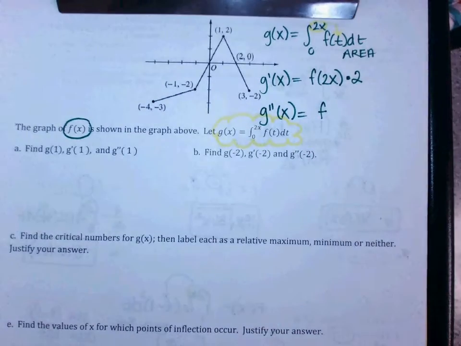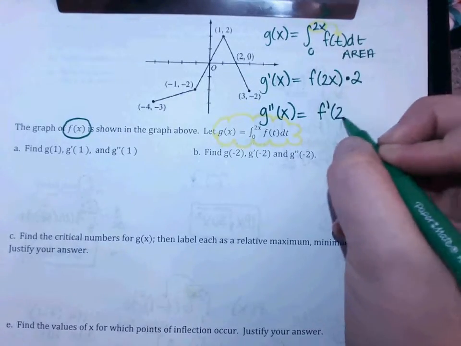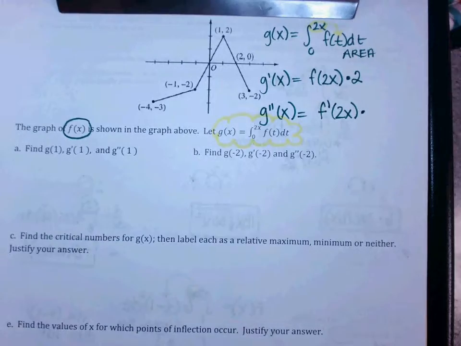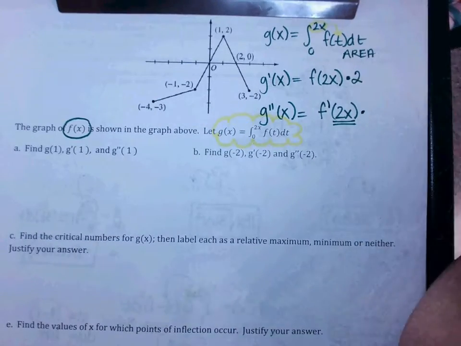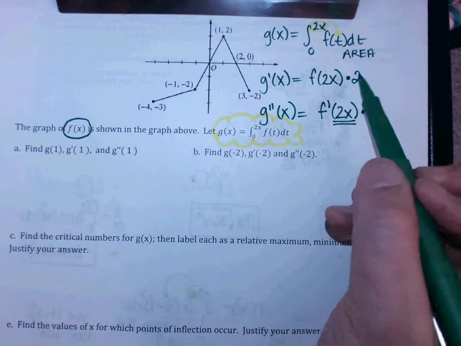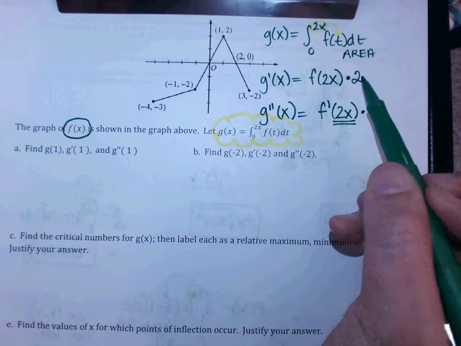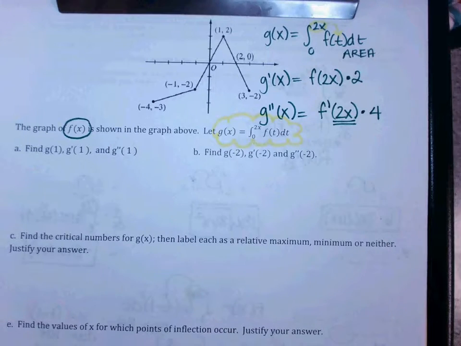That's the antiderivative. We want the derivative. So f prime of 2x times the derivative of the middle. What's the derivative of 2x? 4. What do you mean you already have a 2? I already had a multiply by 2 from my first chain rule. So when I chain rule again, I have to multiply again by that 4. Does that part make sense so far?